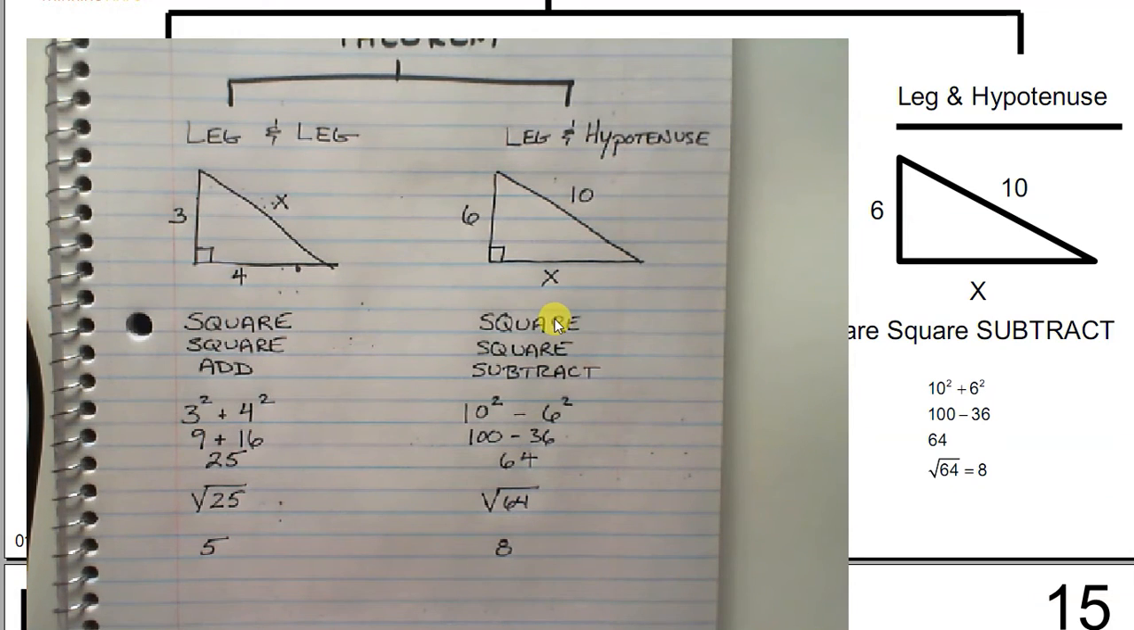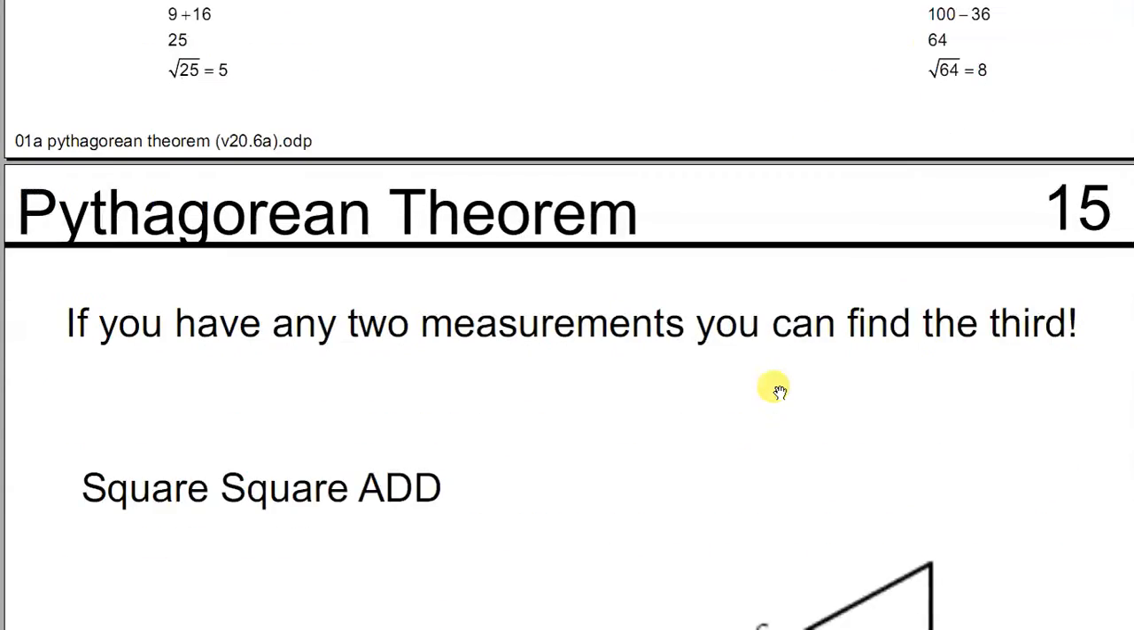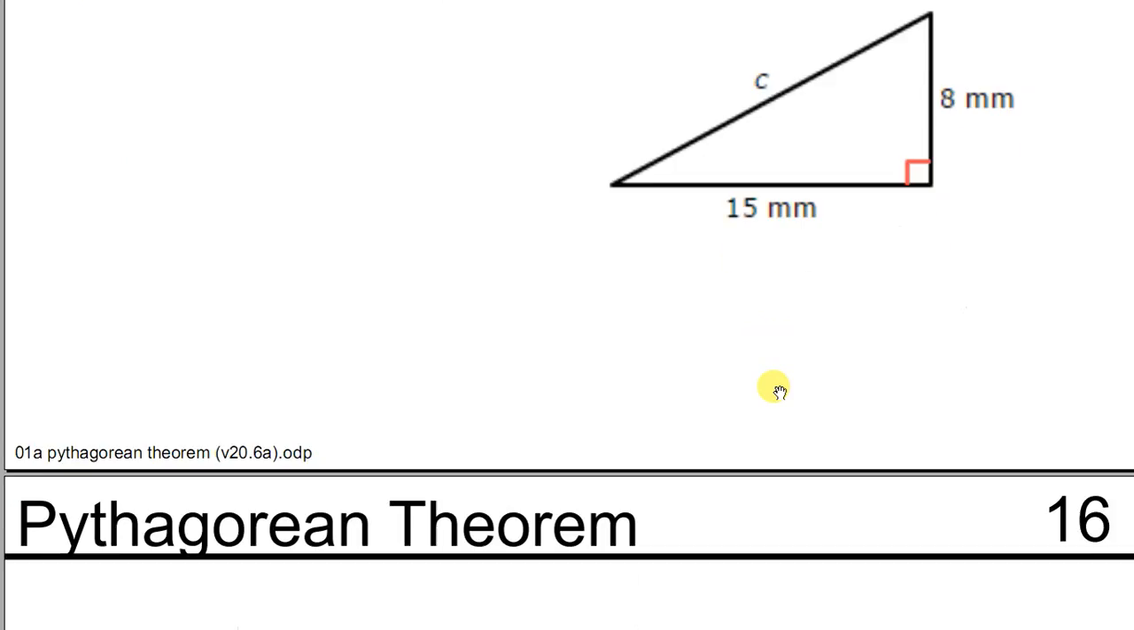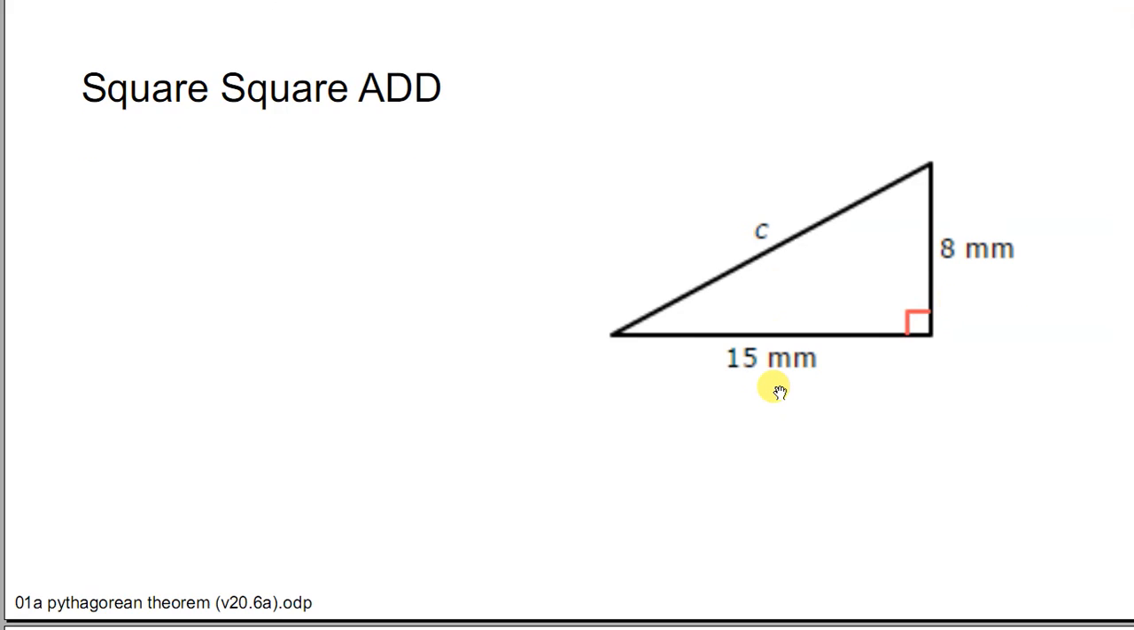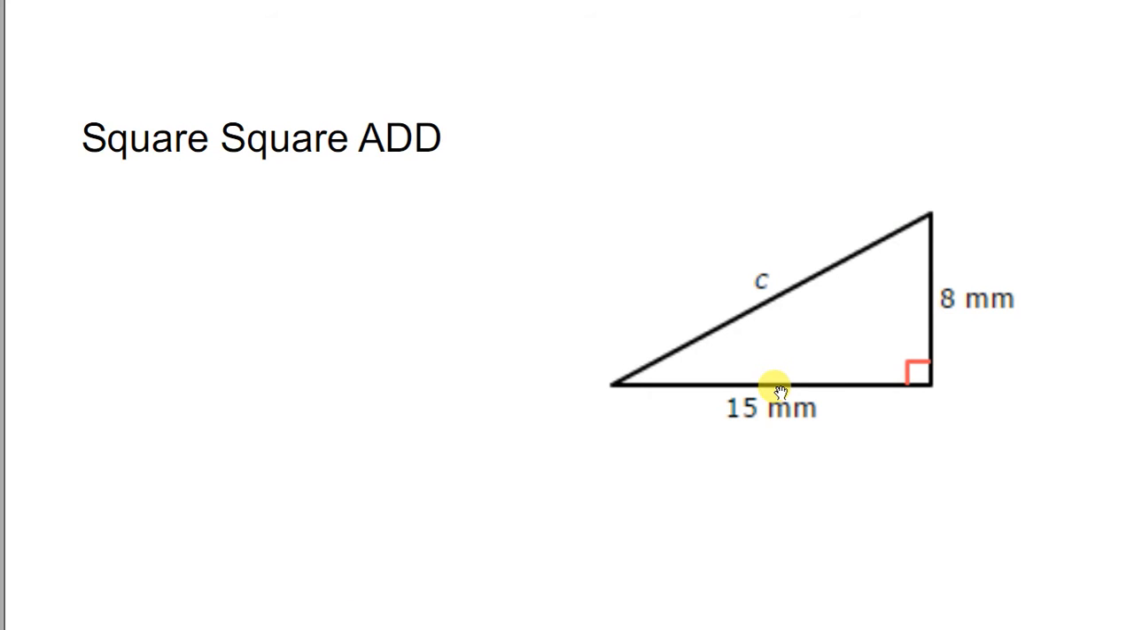I think we're pretty much done with the notes. So let's do some sample problems. Let me see what my notes look like. All right. So let's do this one. I'm done with my notes, but we'll do this one for practice. So this one, I have the hypotenuse. So I'm going to do a square-square.